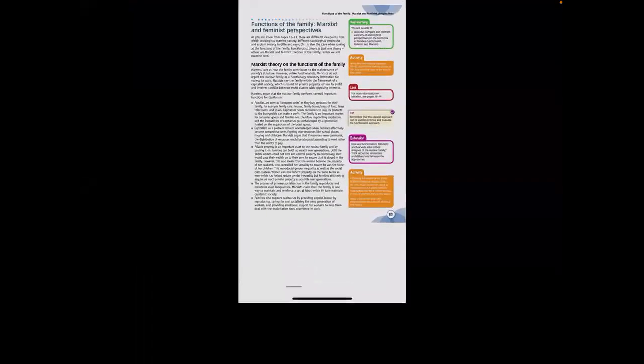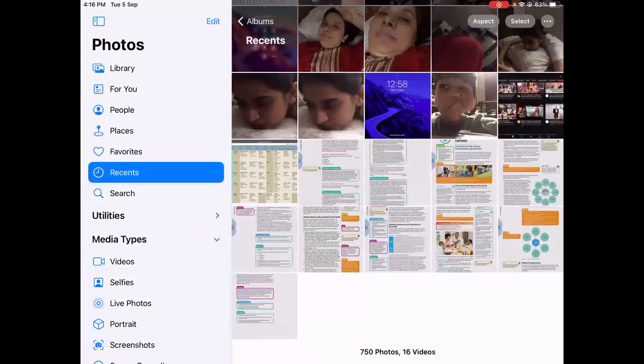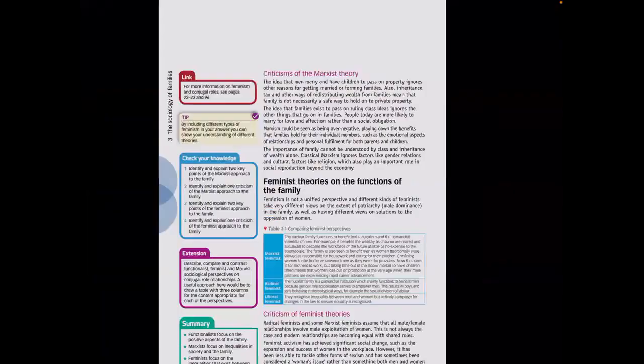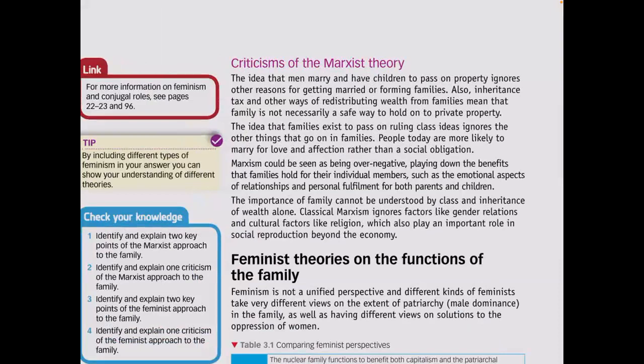So is this clear till now? Yes. Okay. Criticisms of the Marxist theory. The idea that men marry and have children to pass on property ignores the other reasons for getting married. They're saying the only reason a person would marry is not to serve the capitalist. Relax, it might be for love as well. Also, inheritance and tax. Inheritance is not through private property only. There are other ways of inheritance, so that is not a very legitimate excuse.